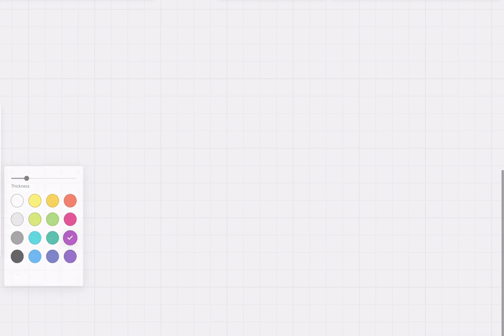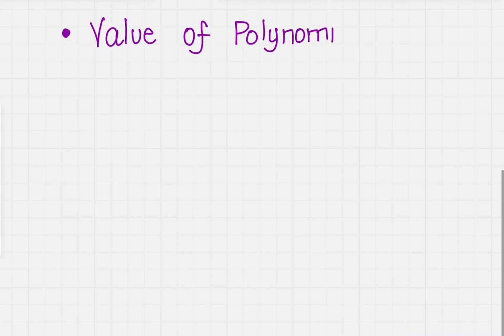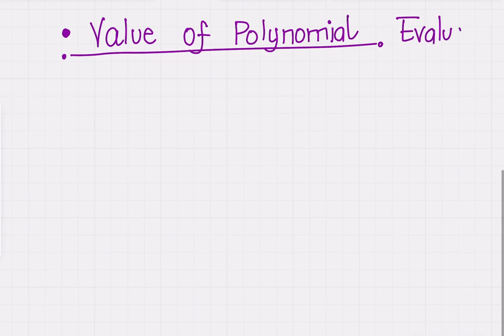So I'm going to just pick a nice color for you, and we'll start with this concept called the value of the polynomial. So in this one, actually, basically it is the same as evaluating a polynomial. As you can see, in evaluating also, there is a word called value. So basically the question that you could see is going to be of this type.